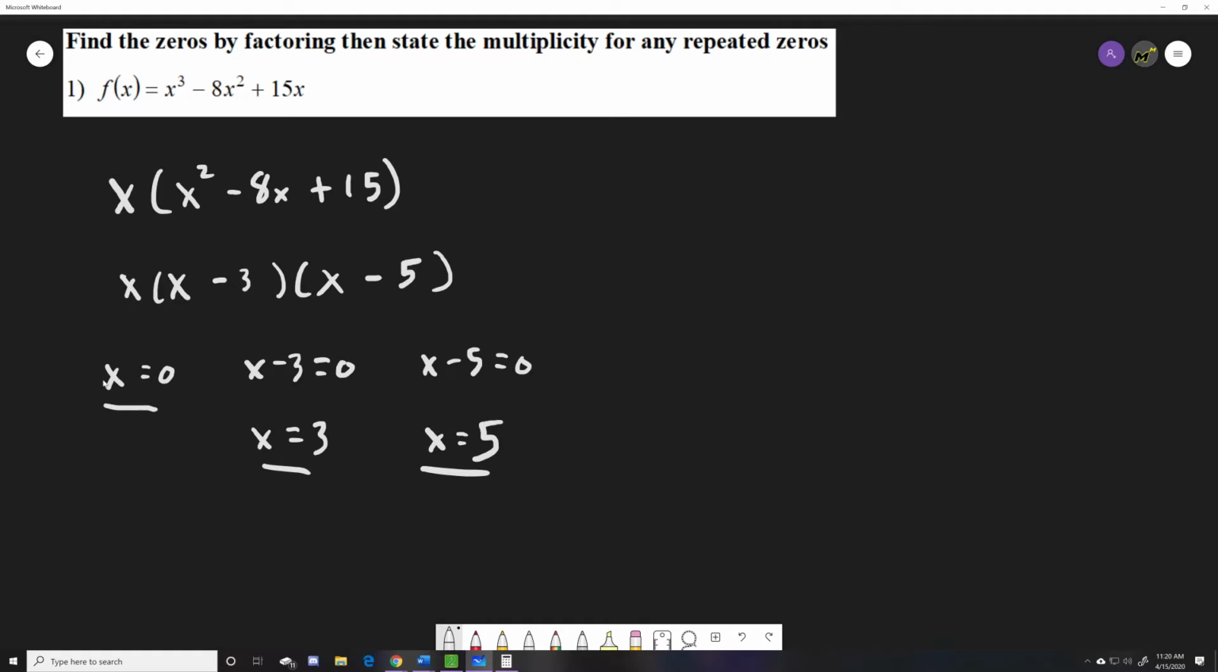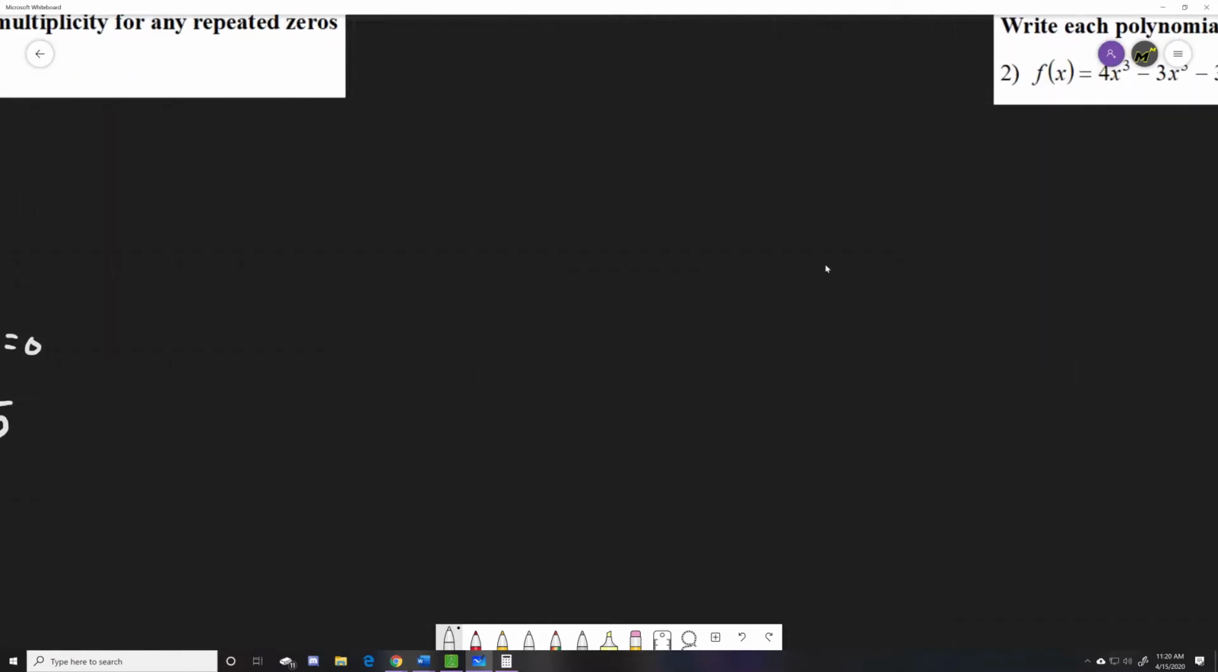There is no repeated solution, so every answer has a multiplicity of 1, so we don't need to write that next piece down because everything is a multiplicity of 1. We don't have an extra 5 anywhere, or an extra 3, or an extra 0. On to the next.